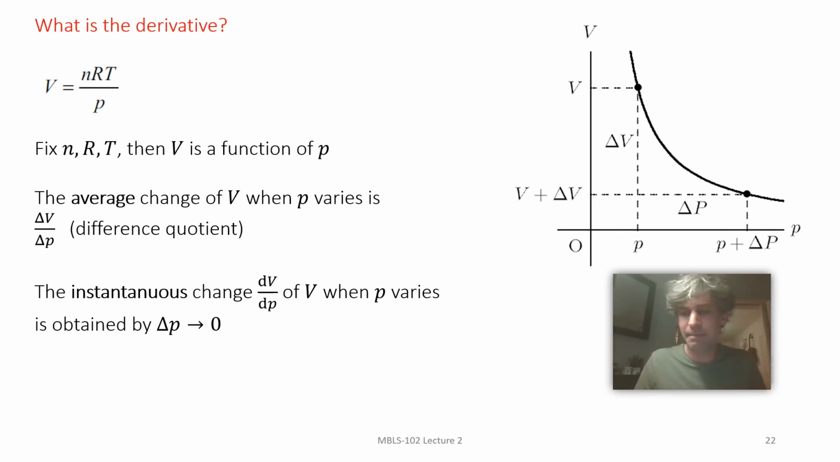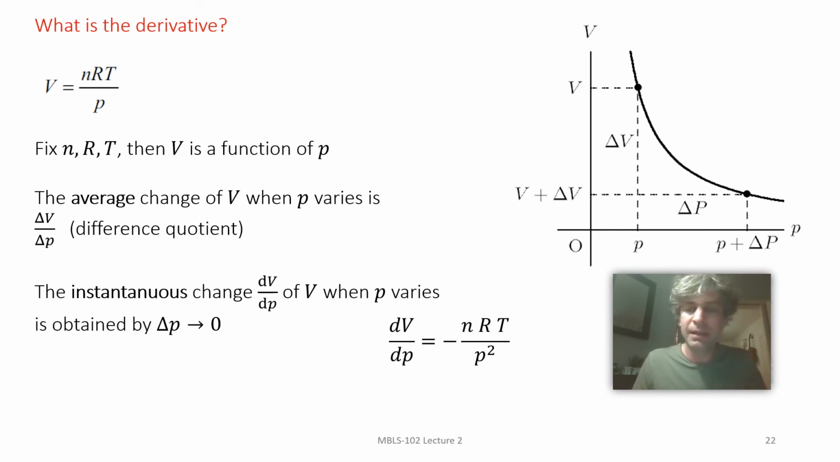And what does that mean? Well, let's first compute it. Of course, we know how to do this. N and R and T are treated as constants, so it's really just a constant times 1 over P. And the derivative of 1 over P is minus 1 over P squared. So that's fine, we know the derivative.